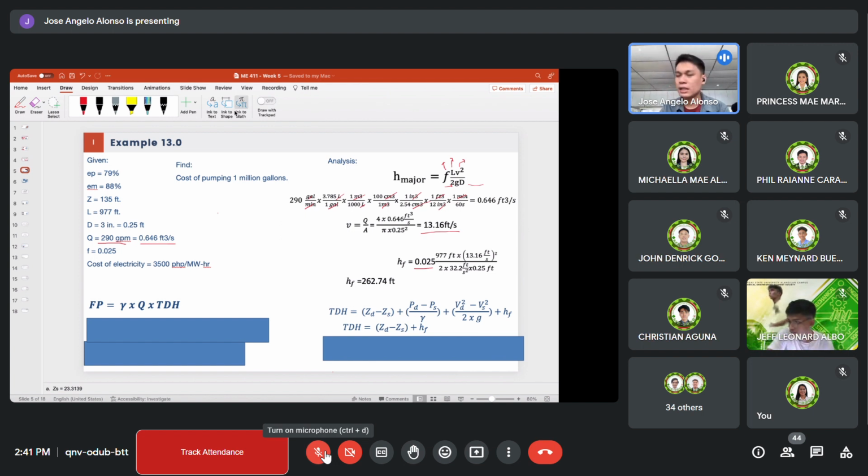So kinuha lang natin dito, class, yung isang parameters consisting the total dynamic head. So zero natin to. So total dynamic head is just a function of elevation and the friction losses. So we know the value already of the difference in elevation, or the total elevation dito, which is 135 feet, as well as the friction losses na nakuha natin earlier, which is 262.74 feet. So i-add lang natin sila parehas, then makukuha natin yung total dynamic head, which is 397.74 feet.